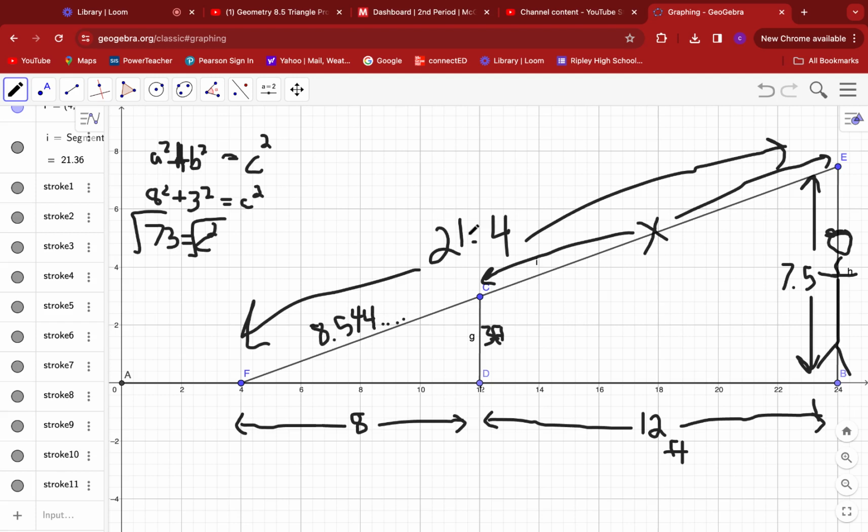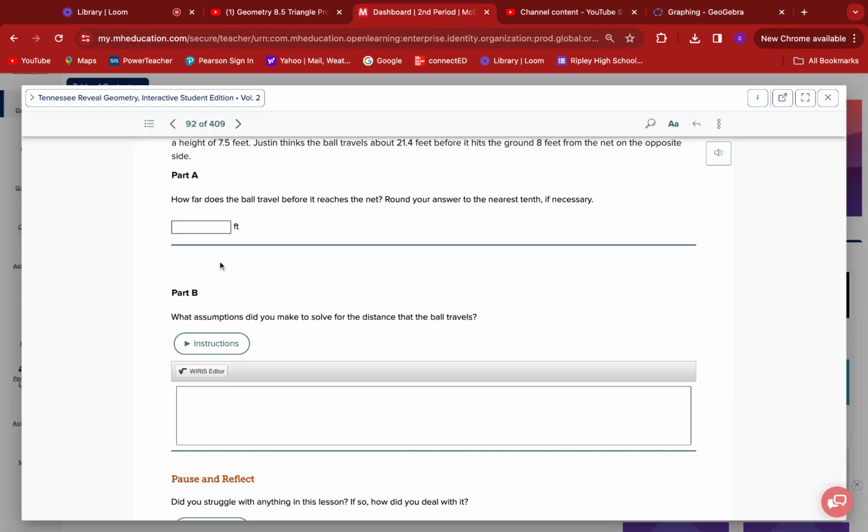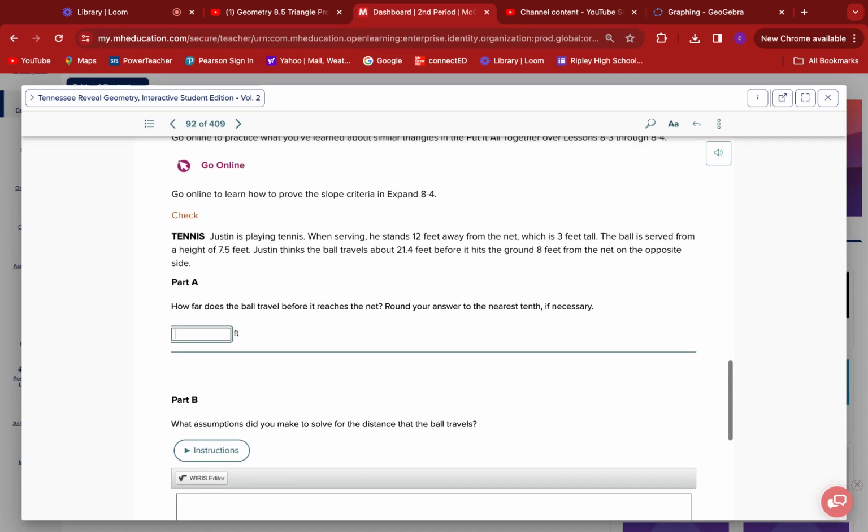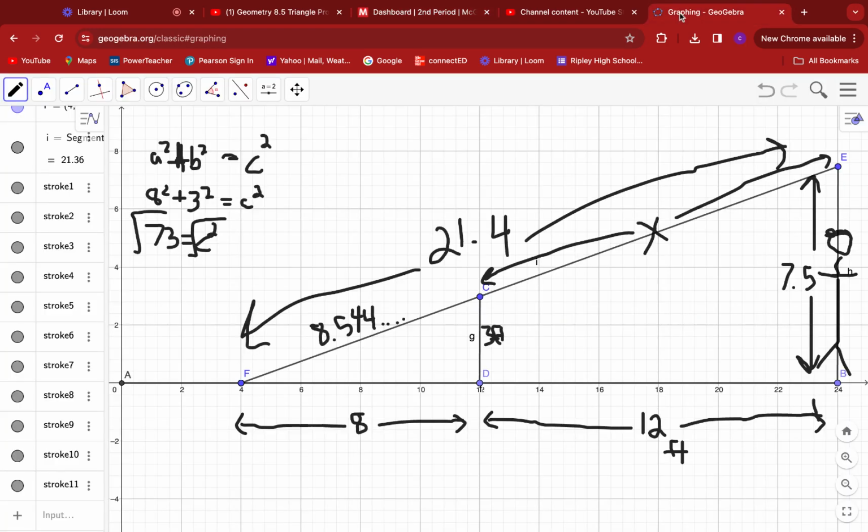So let's keep going. We're going to take 21.4 and subtract that 8.544 stuff, and that's going to give us our final answer. 21.4 minus that is 12.855999625. Just subtract these two. What do we have to round to? Round to the nearest tenth. So 12.8, 12.9. 12.9 feet. There you go, my lovely people. You just found that this right here is about 12.9 feet.